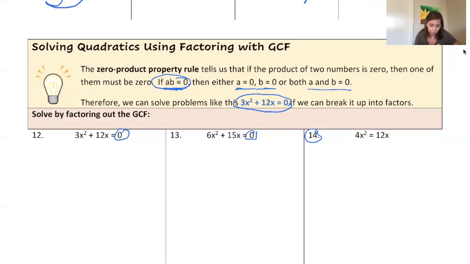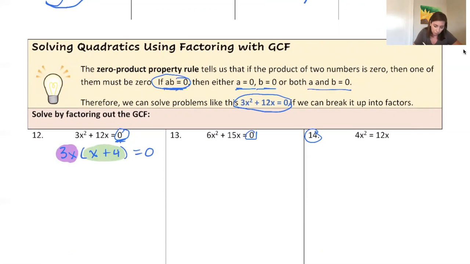If this is equal to 0, I'm going to solve for what value of x would make it 0. First, I have to factor into two different numbers so that I can figure out which one is which. I'm going to factor out a 3x, leaving me with x plus 4 equal to 0. And again, I have two things multiplied together, the 3x, and I also have the x plus 4. If two things multiplied together is 0, one of those must be 0.